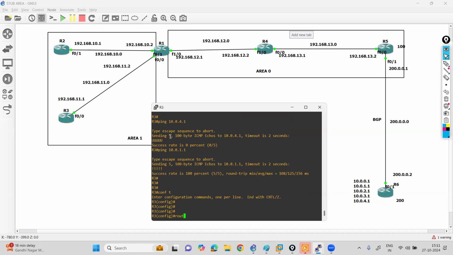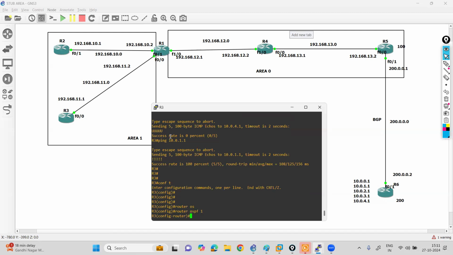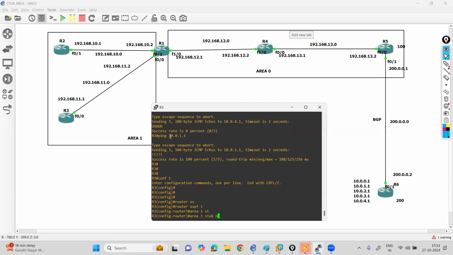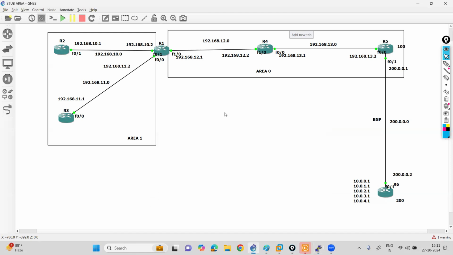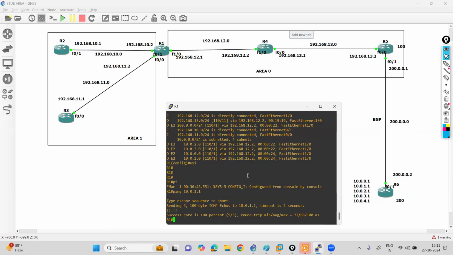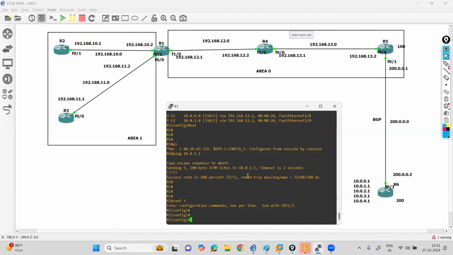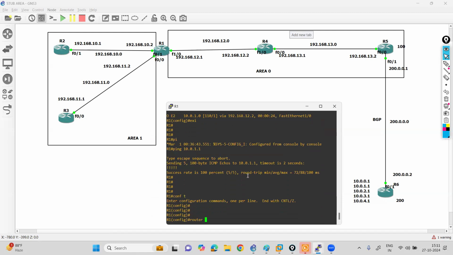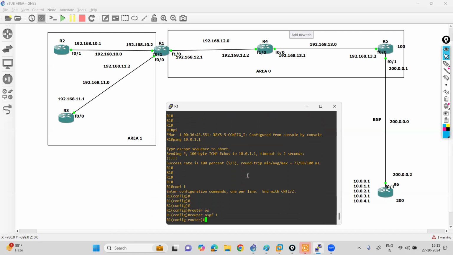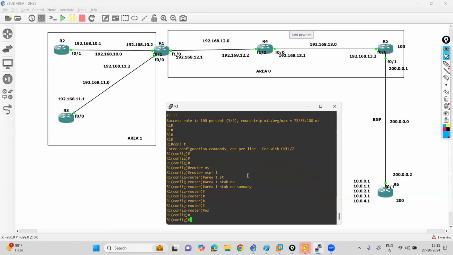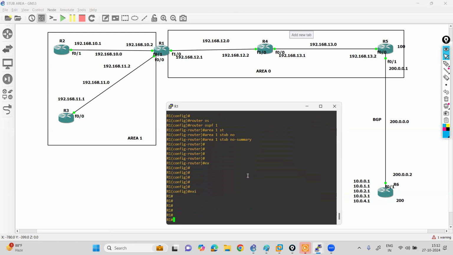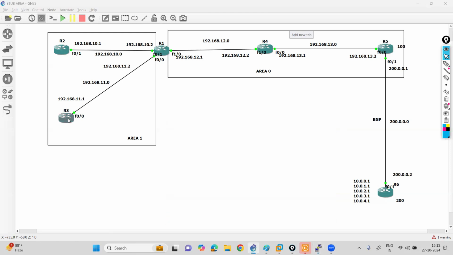Configure terminal, router OSPF 1, area 1 stub, no summary. Now we have to configure on R1 also. Let's go to R1, configure terminal, router OSPF 1, then area 1 stub, no summary. Now let's see what will be the impact of this. Let's go to router number 3.